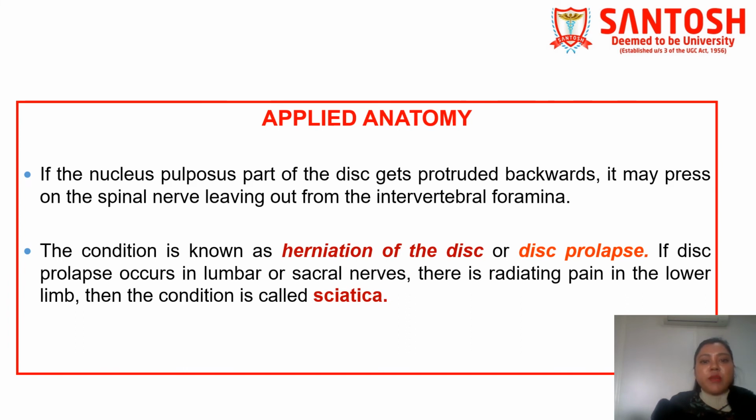Now what is disc prolapse? The intervertebral disc has got nucleus pulposus and annulus fibrosus. If the nucleus pulposus is coming out of the disc, it will compress upon the nerves which are exiting out of the intervertebral foramen, and they cause the clinical condition called sciatica. That causes radiating pain in the lower limb. This is called sciatica.